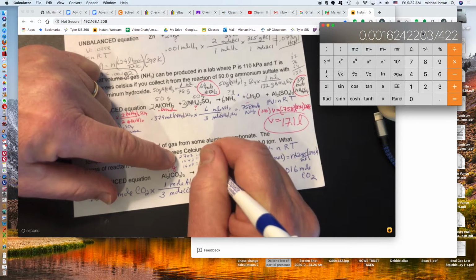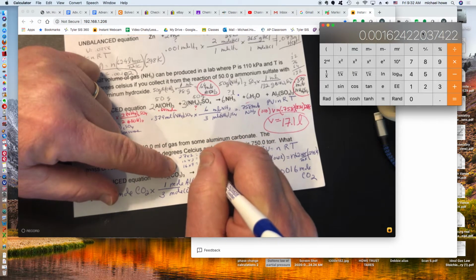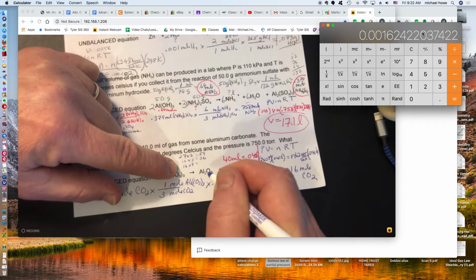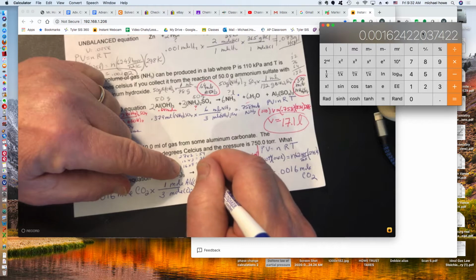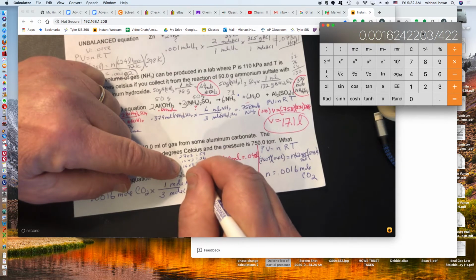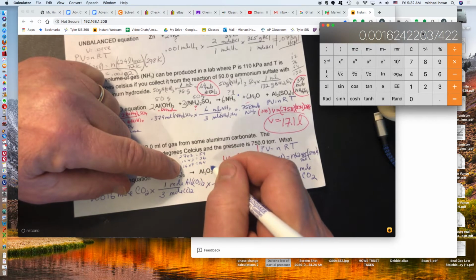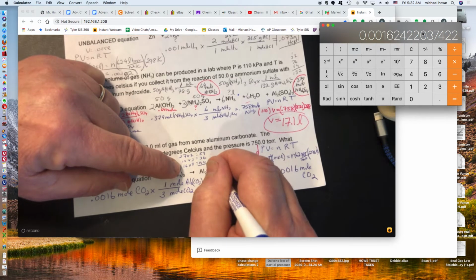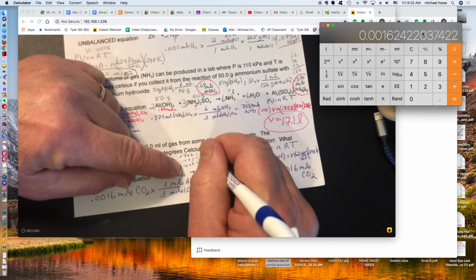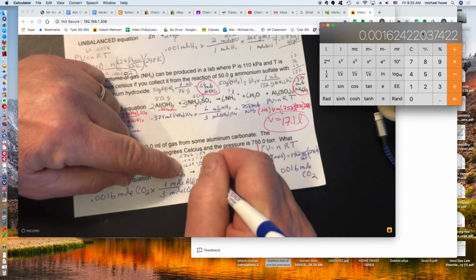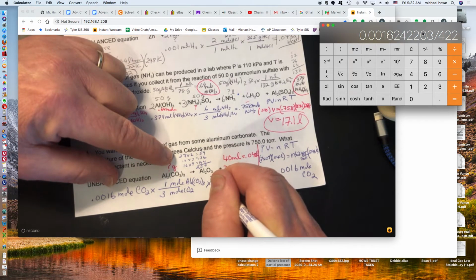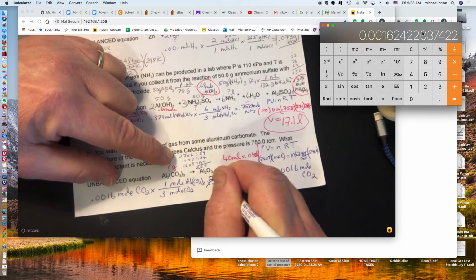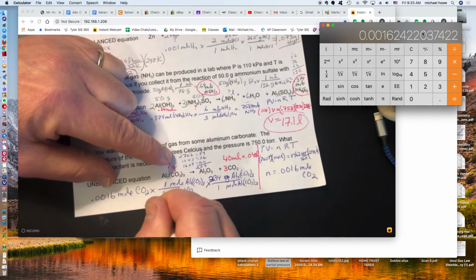So 27 times 2 is 54. 12 times 3 is 36. And 16 times 9 is 144. So 16 times 10 is 160, so I just do 160 minus 16 gives me 144. So if I add those three numbers together, 54 plus 36 plus 144 gives 234. So there's 234 grams in 1 mole. Now we just do the math.